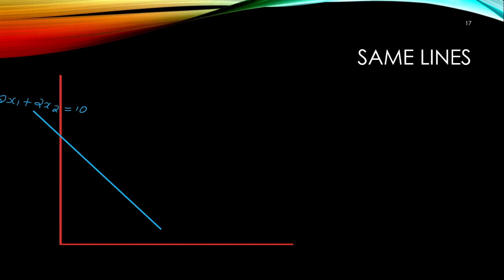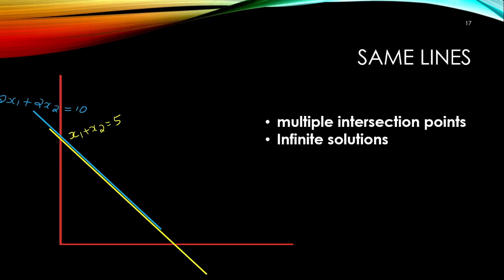We have 2x1 plus 2x2 is equal to 10, and the other line is x1 plus x2 is equal to 5. They are exactly the same lines. These two equations represent the same line, so they are intersecting at infinitely many places. So we can draw one line upon the other, or simply they are the same lines, so there are many intersecting points, so it has many solutions. So that is the geometric representation of the linear equations and the intuition of the solution.